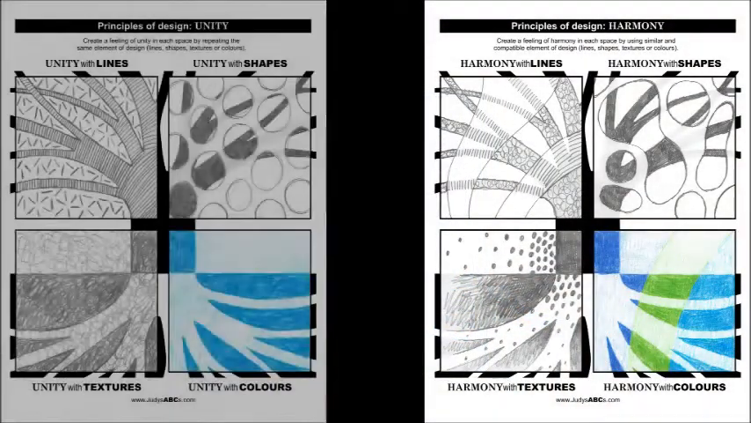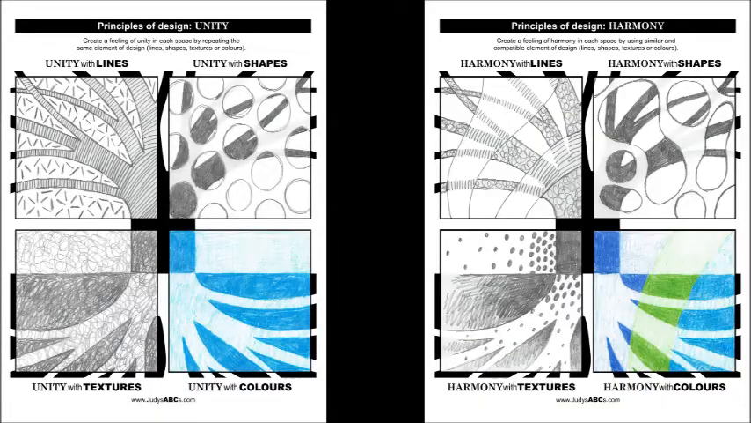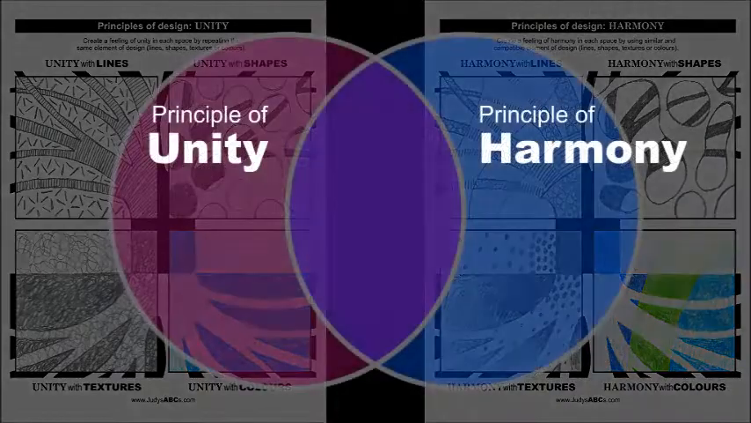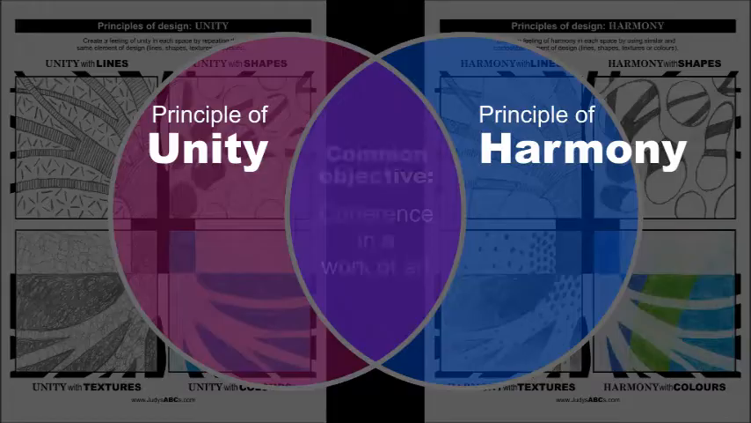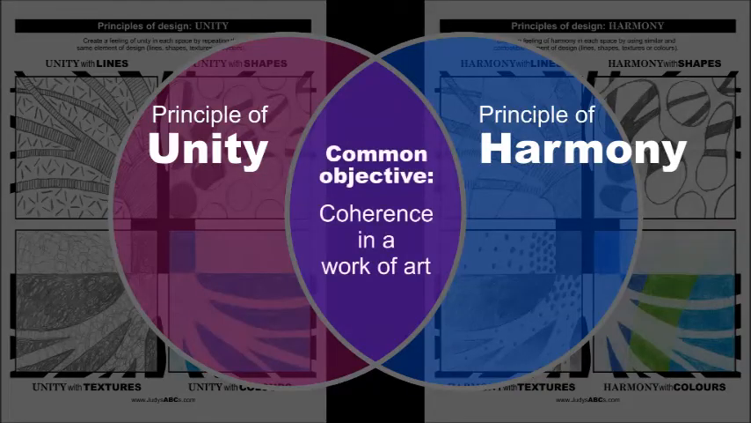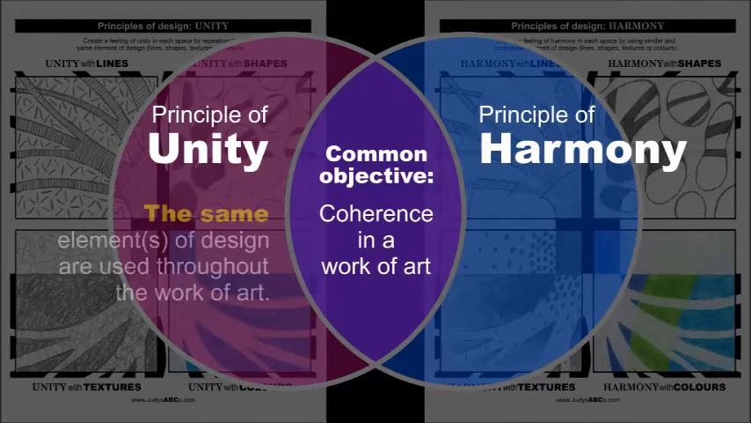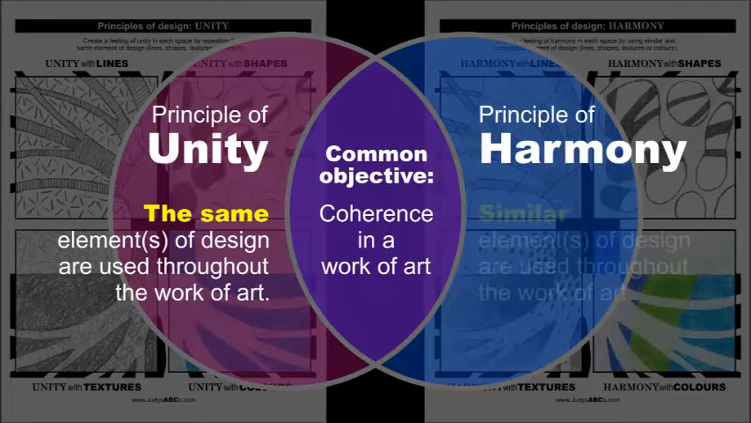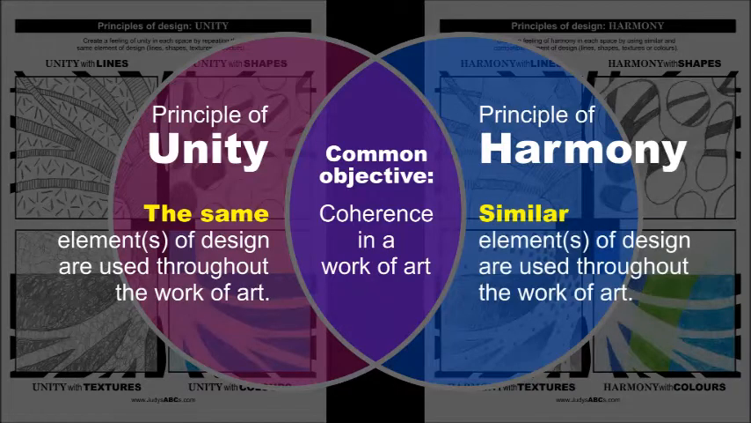Use the completed worksheets to compare the principle of harmony with the principle of unity. Both principles share the same objective, to create coherence in a work of art. With the principle of unity, coherence is achieved by using the same elements of design. With the principle of harmony, coherence is achieved by using similar and compatible elements of design.